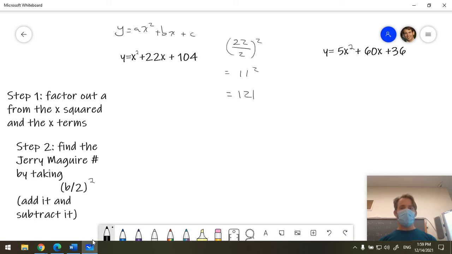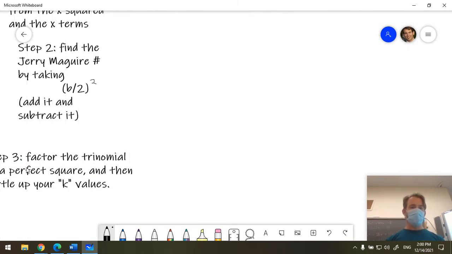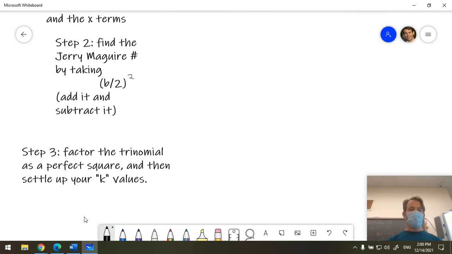All right, so this is 121. So what I'm going to do here is I'm going to rewrite this as y is equal to x squared plus 22x plus 121 minus 121. And then I still need to take care of this 104 here. So that's plus 104. All right. Now that's my Jerry-Maguire number, and I add it and I subtract it. And then the next thing that I'm going to do is I'm going to factor the trinomial as a perfect square, then settle up my k values.